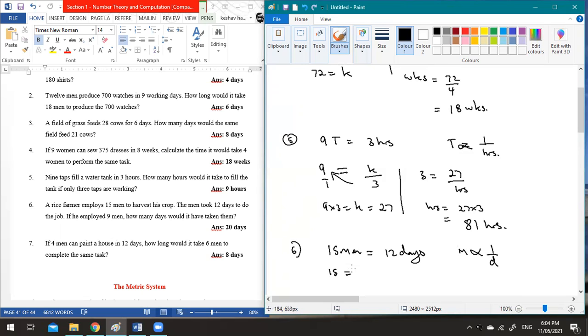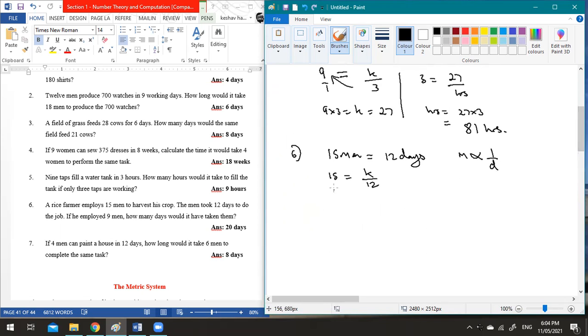So 15 is equal to K over 12. Cross multiply. 15 by 12 is equal to K. 180 is the scale factor. And the scale factor doesn't have a unit, by the way. It's not in terms of men, it's not in terms of days, it's just a number, 180.